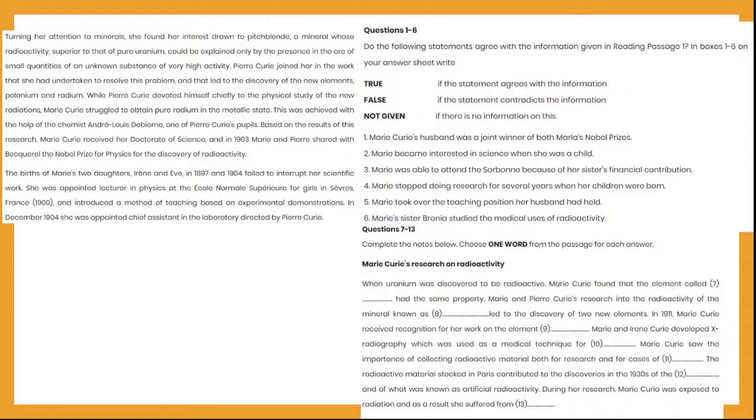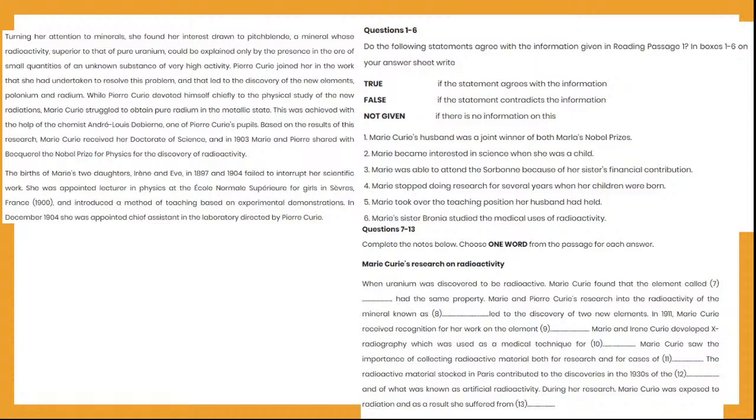So let's see. Pierre Curie joined her in the work that she had undertaken to resolve this problem, and that led to the discovery of the new elements. What? Polonium and radium. So she found two new elements. While Pierre Curie, her husband, devoted himself chiefly to the physical study of the new radiations, Marie Curie struggled to obtain pure radium in metallic state. So she was still struggling with extracting pure radium. This was achieved with the help of the chemist André Louis Debierne, one of Pierre Curie's pupils.